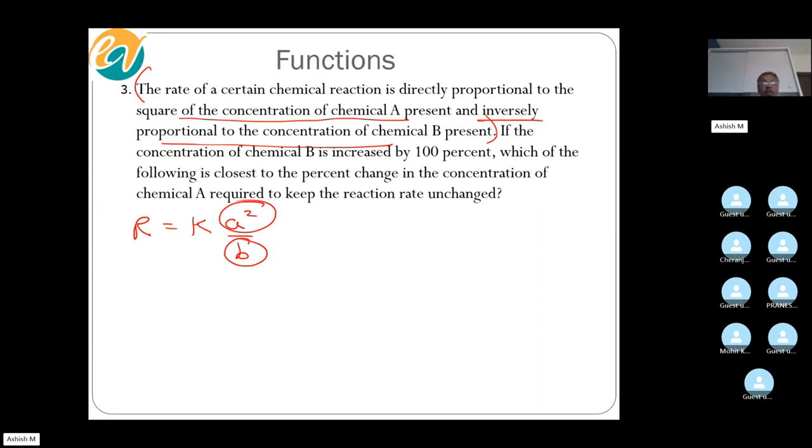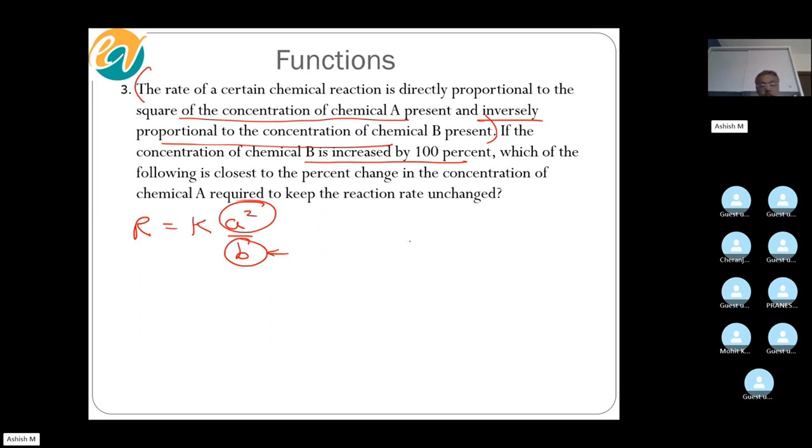The concentration of chemical B is increased by 100%. Now, the concentration of chemical B was B earlier. Can you tell me how much it is now? Twice. Very nice. Increased by 100% means B becomes 2B. Now it's asking for the closest percentage change in concentration of chemical A required to keep the reaction rate constant. All right.